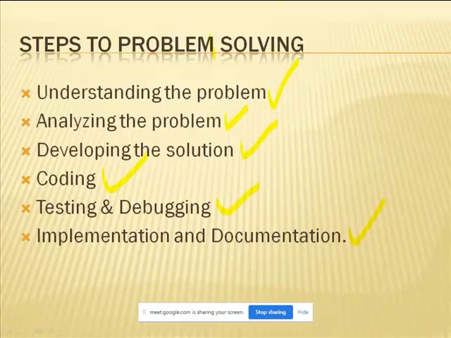And next, coding. Once you get the seat, accordingly you need to plan all your journey, and then testing and debugging. What happens in between the journey? If the journey is successfully completed, then no problem. What happens if any disturbances occurred in between the journey? So those are the things you need to handle in testing and debugging. Okay, and next, implementation and documentation.